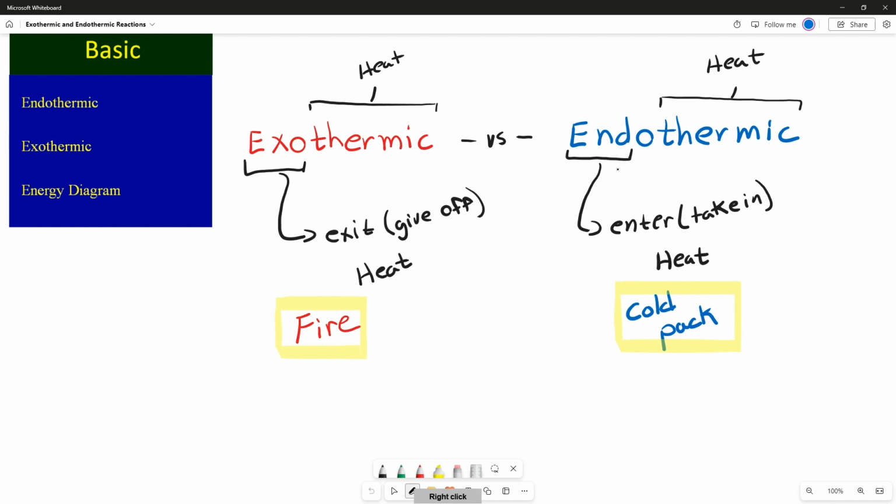Endothermic reaction: endo means to enter or to take in, and again, thermic means heat. So in an endothermic reaction, heat is taken in, so the object that's reacting actually feels cold. Think of a chemical cold pack. Say you hurt your knee, and you have that bag that you smack in the middle of it, and then it gets cold.